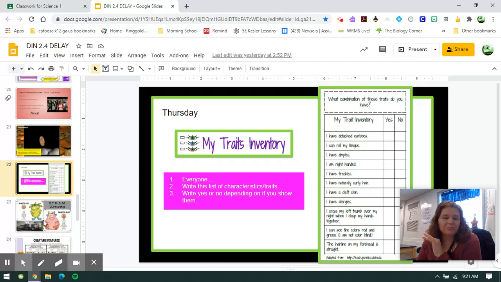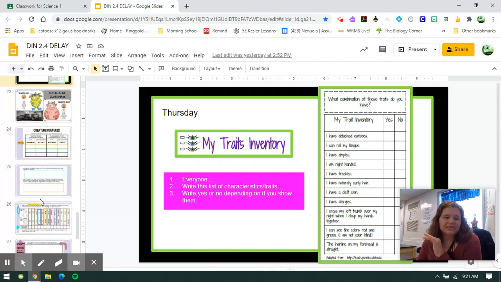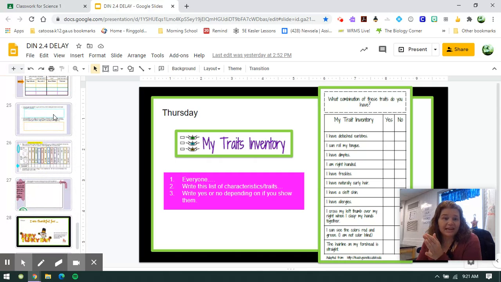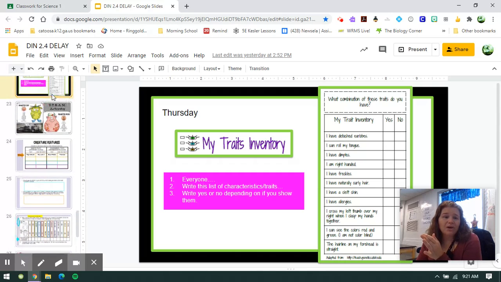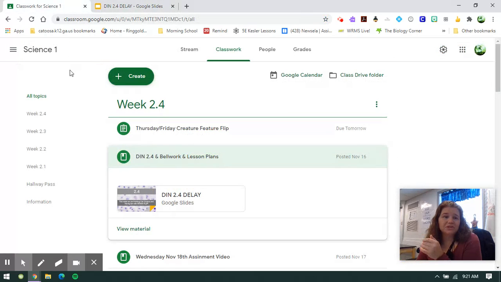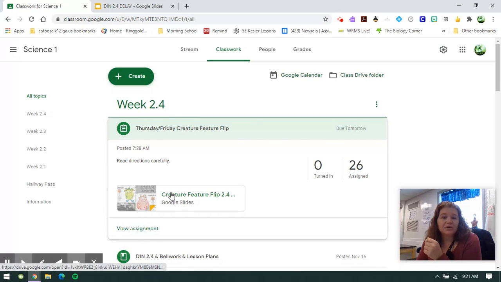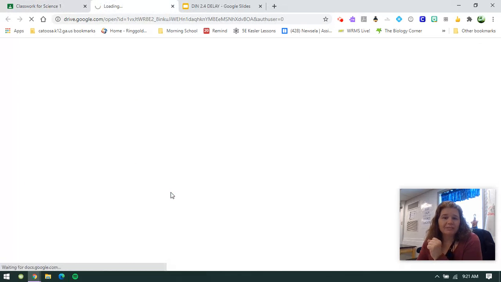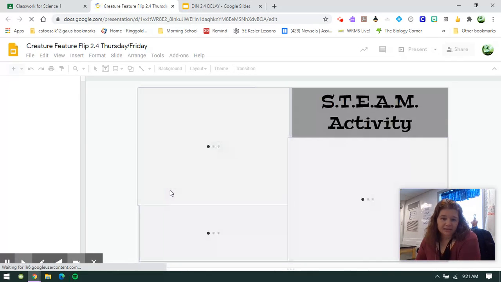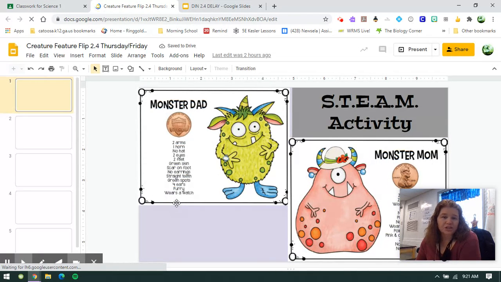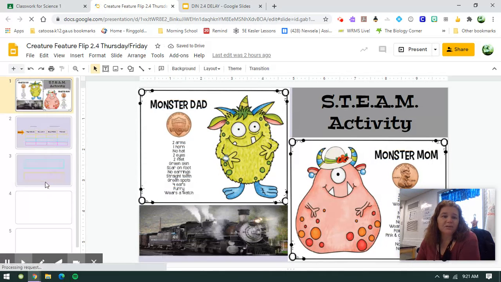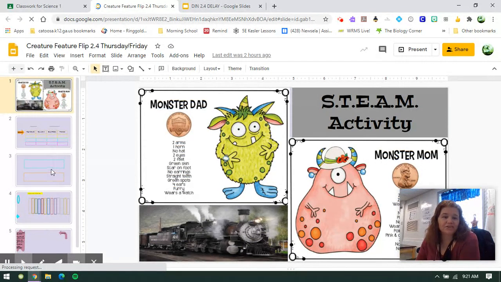If you're at home, instead of working through these slides, which you can look at, I want you to jump over to Classroom, and there's an assignment called Thursday, Friday, Creature, Feature, Flip. If you open up this assignment, because you won't be here to get the worksheet, then you can actually work through this activity right here and turn it in for me.